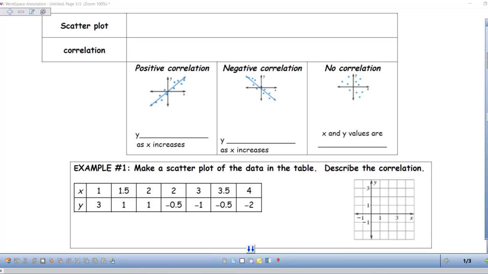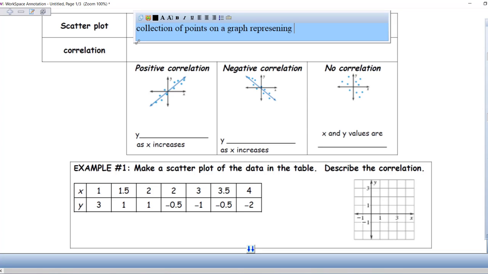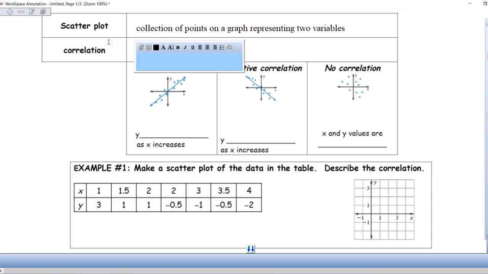Today we're going to talk about scatter plots. A scatter plot is a collection of points on a graph representing two variables. When we talk about scatter plots, we often refer to the correlation. Correlation is just the relationship between the two variables.